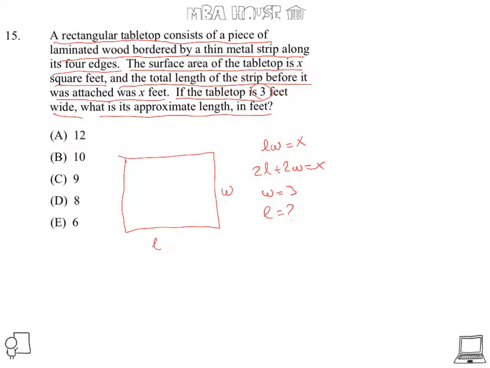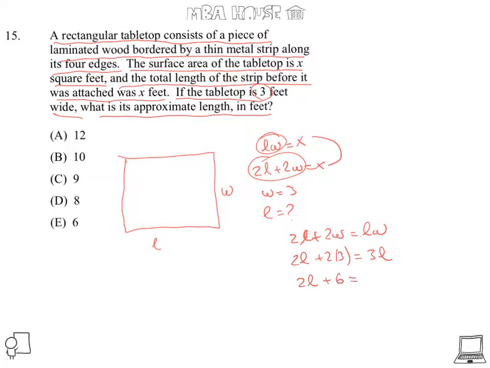Okay, I have 2L plus 2W is equal to LW. Yes, because x is equal to x, so this is equal to this. My W is equal to 3. So I am just substituting. Okay, 2L plus 6 is equal to 3L. So L is equal to 6.